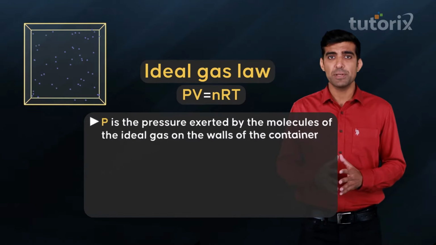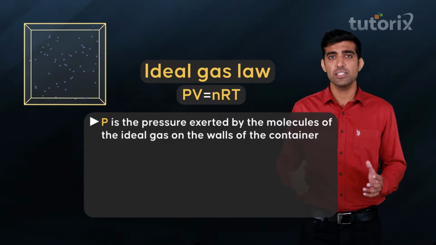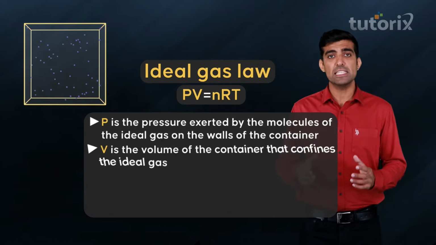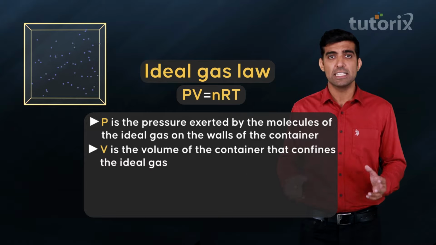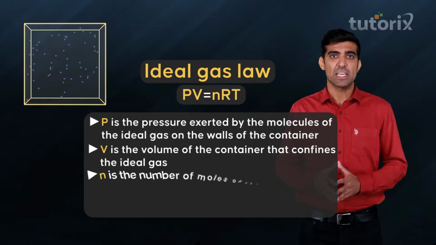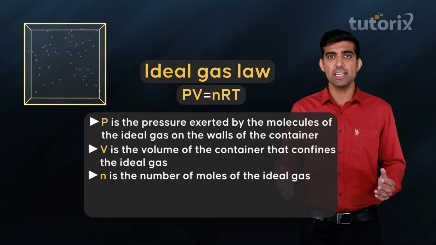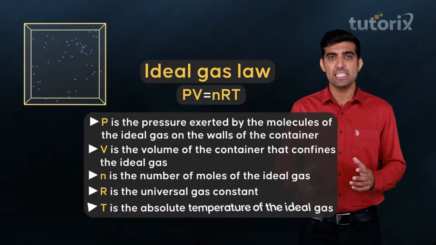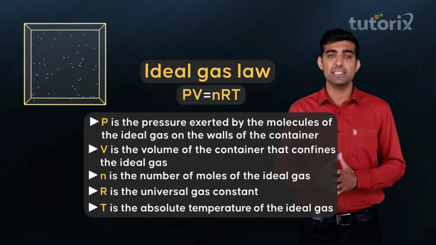Here P represents the pressure exerted by the molecules on the walls of the container. V is the volume of the container that confines the ideal gas. n is the number of moles of the ideal gas. R is the universal gas constant. And T is the temperature of the ideal gas.